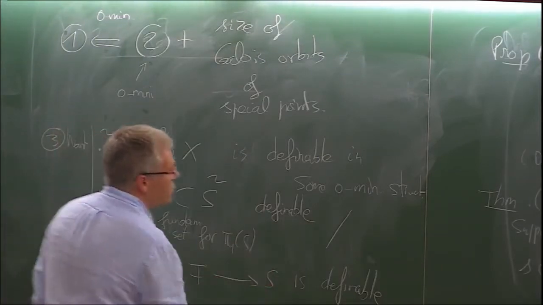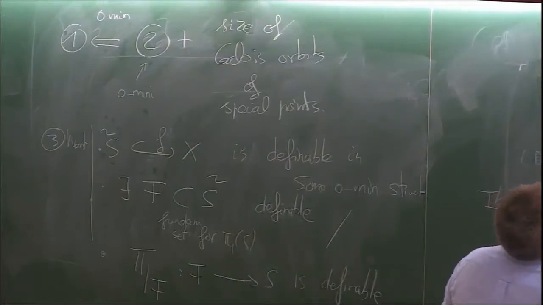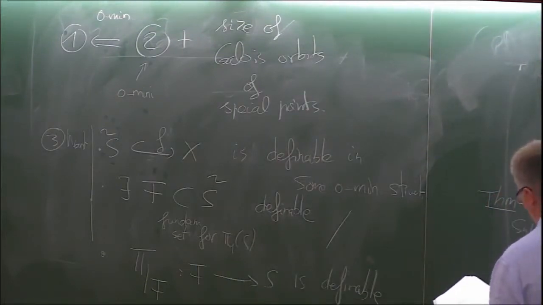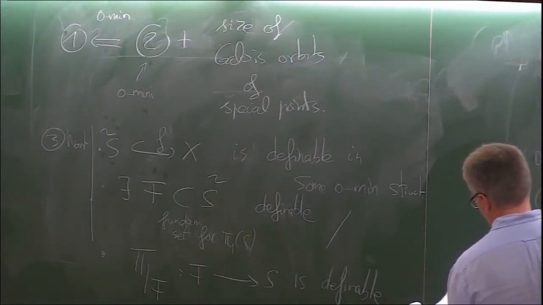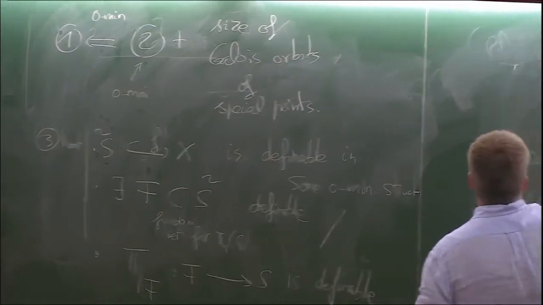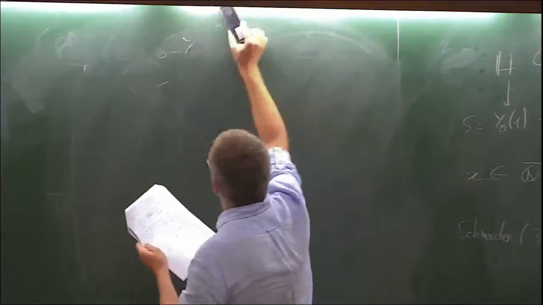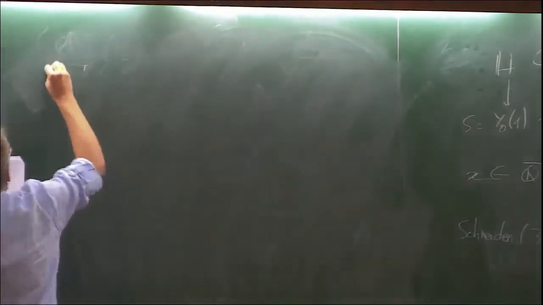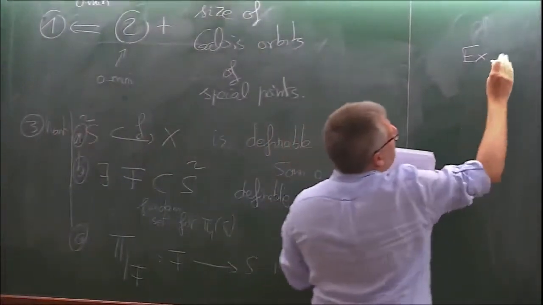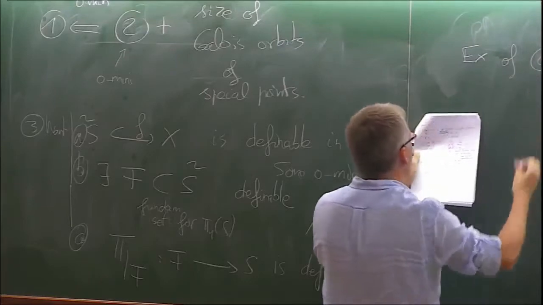What I can do is give you an example of what happens. So let me just give an example of the last point. So maybe I will call this A, B, C. Example of C in the case of modular curves, just to give you an idea.